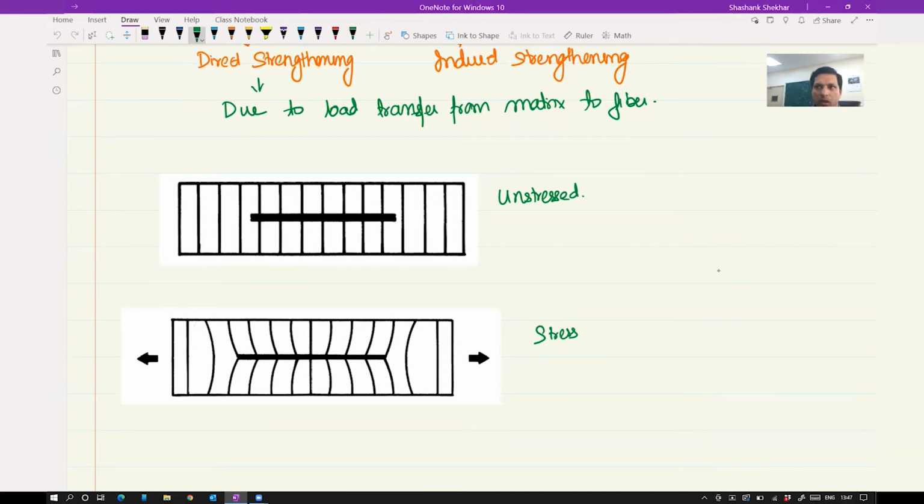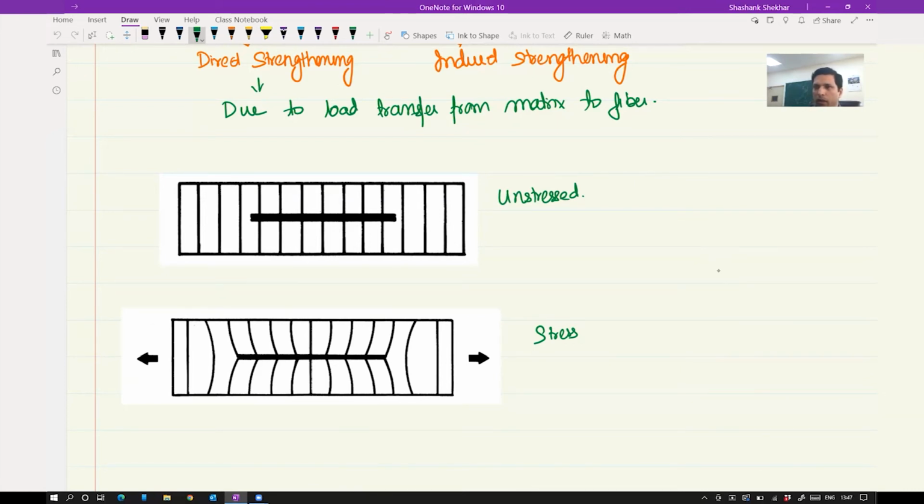So this is what is called direct strengthening, where there is a difference in local displacement, which leads to shear stress at the interface. There is a difference in the local displacement from this point to this point, and this also leads to shear stresses at the interface. And that is where we said that bonding between the fiber and the matrix must be very good.